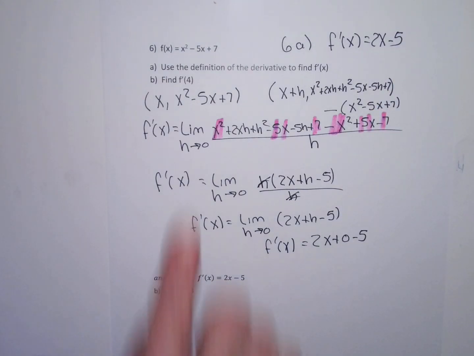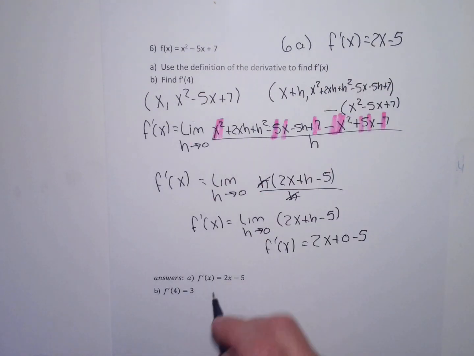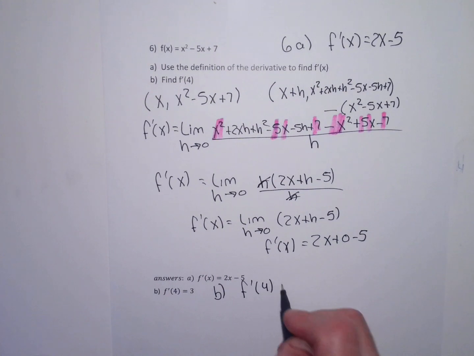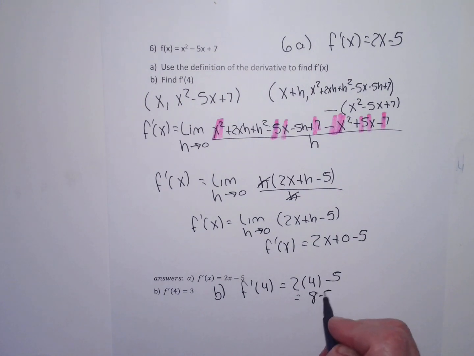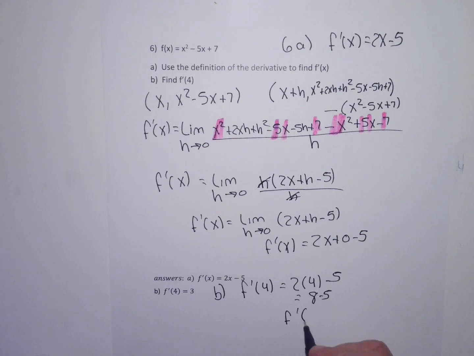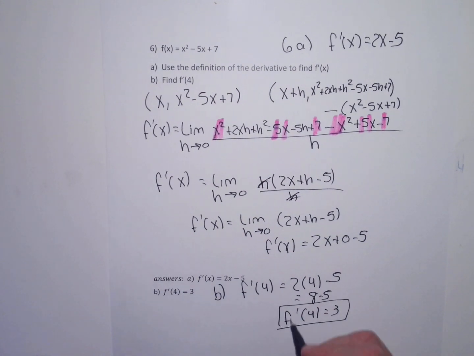Part B just wants me to find f prime of 4. I'm just going to plug 4 in for the x's. So for part B, f prime of 4, which would give me the slope of the tangent line when x is 4, is 2 times 4 minus 5. That's going to be 8 minus 5. My answer to part B, f prime of 4, is going to be 3. And there's nothing more I need to do with it than just that.